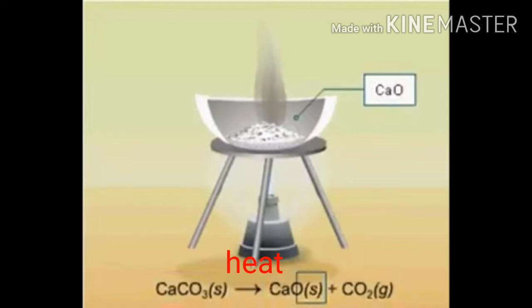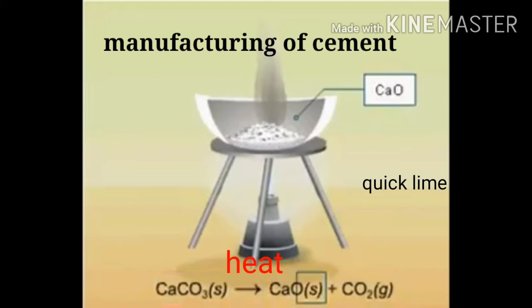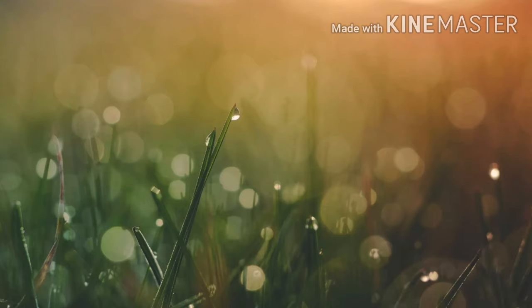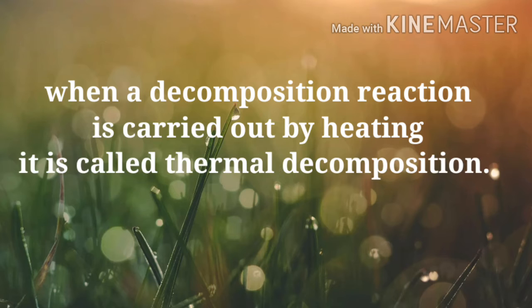Another example is the decomposition of calcium carbonate to form calcium oxide and carbon dioxide on heating. We already discussed that calcium oxide is quicklime and it has many industrial uses, like in the manufacturing of cement. Here the chemical equation can be written as CaCO3 gives CaO plus CO2. In these two examples, heat is used as energy for decomposition. This kind of reaction in which heat energy is used for decomposition is known as a thermal decomposition reaction.